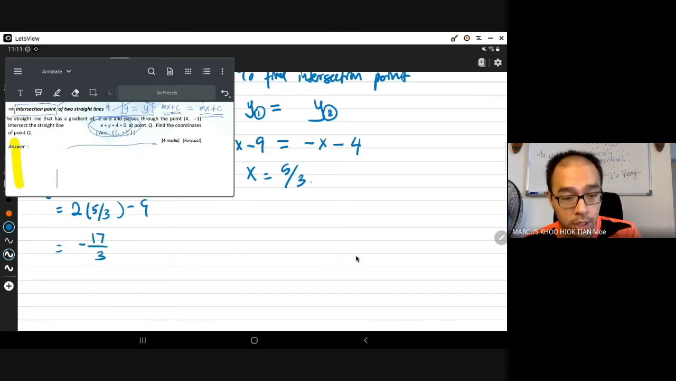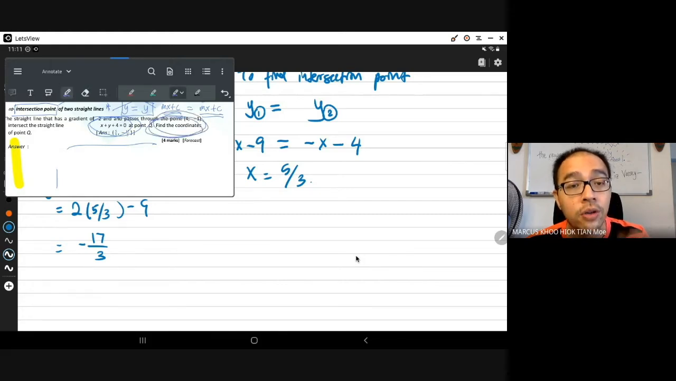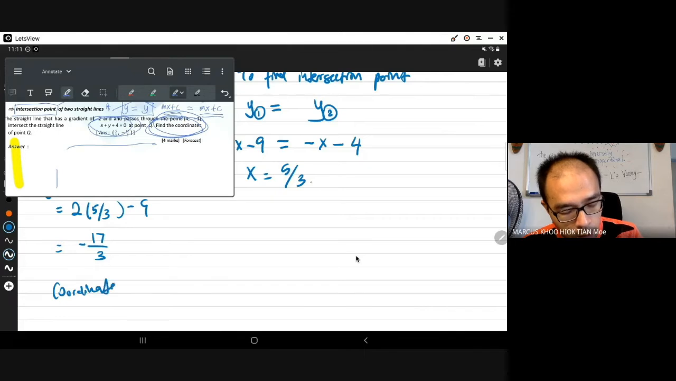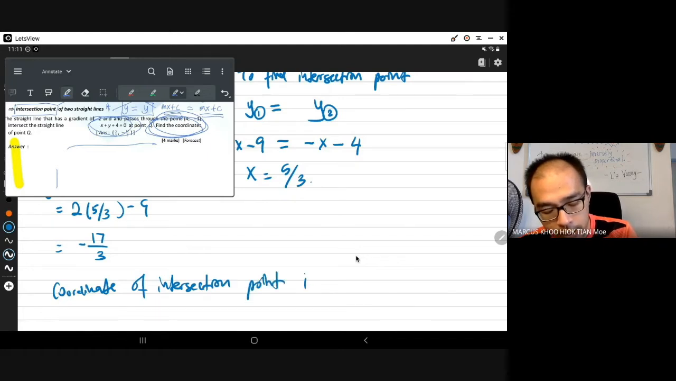Then don't stop, you're supposed to find the coordinates. Remember the question says find the coordinates, so your final answer must be a coordinate. You write down there, the coordinate of the intersection point is (5/3, -17/3).